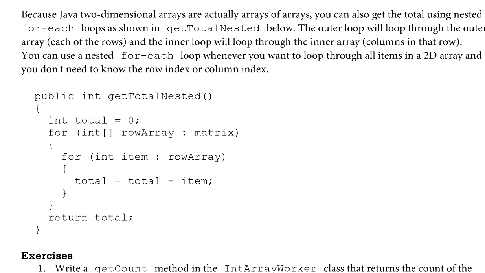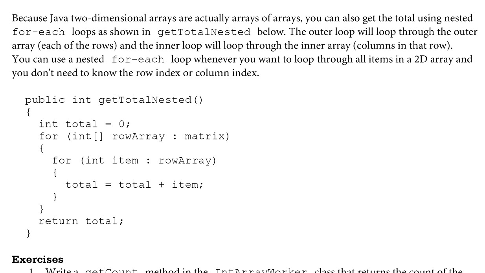Because Java two-dimensional arrays are actually arrays of arrays, you can also get the total by using nested for each loops, or enhanced for loops, as shown in getTotalNested below. The outer loop will loop through the outer array, each of the rows, and the inner loop will loop through the inner array, the columns in that row.